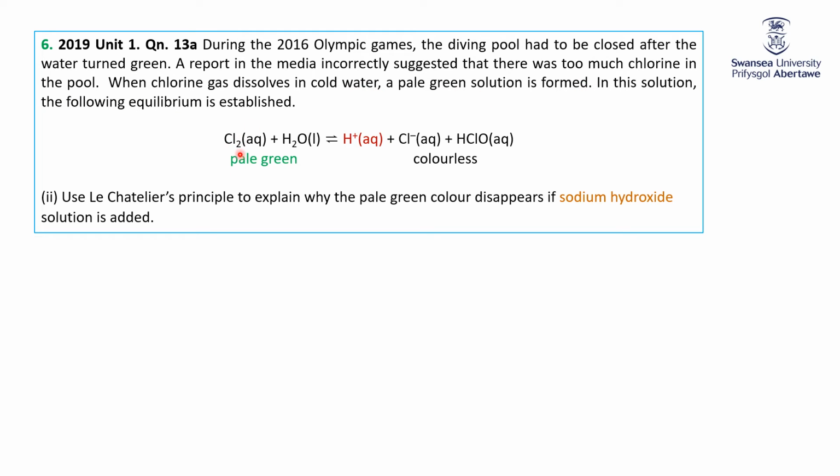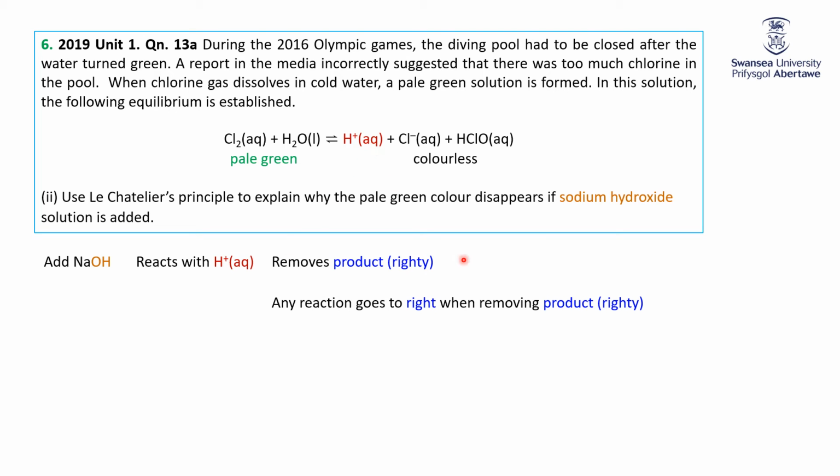Here we do care. There's chlorine gas dissolved in water, making a pale green solution and forming this equilibrium. So use Le Chatelier's principle to explain why the pale green color disappears if sodium hydroxide solution is added. Anytime we add sodium hydroxide to something, we can be sure that it's going to neutralize any H+ that we've got there. So by adding NaOH, effectively adding the OH-, we are removing a product, removing something that's on the right. And for any reaction, when you remove a product, the reaction will go to the right.